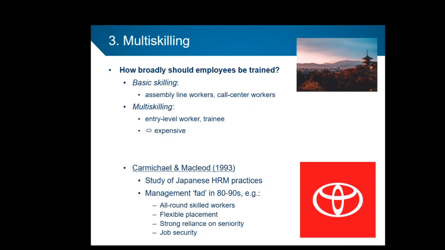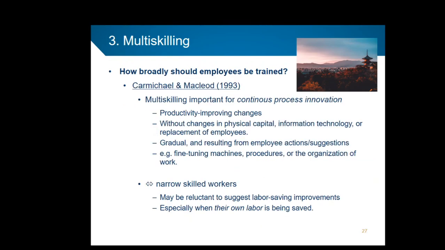Now, what did the researchers find out? They found out that these practices, and especially the practice of multi-skilling, was very important for continuous process innovation. Now, you can compare it a bit to lean. So what is continuous process innovation? It refers to changes in productivity that are basically obtained by shifting resources in the firm around. So the firm is not investing in additional resources, it's not saving on existing resources, it's more shifting things around.